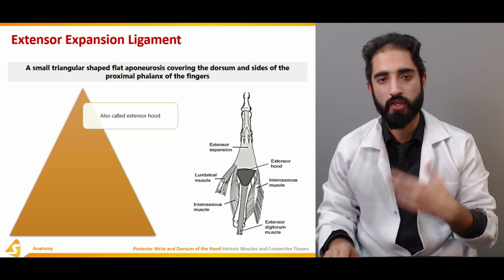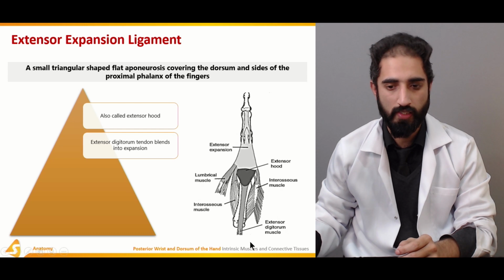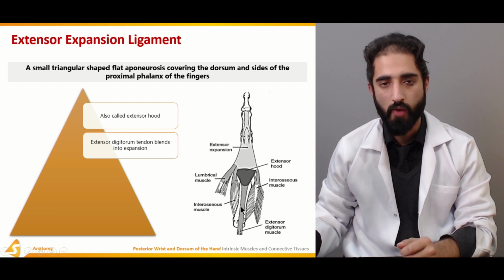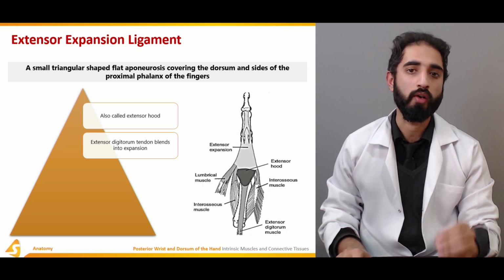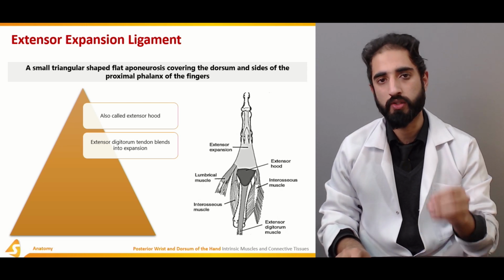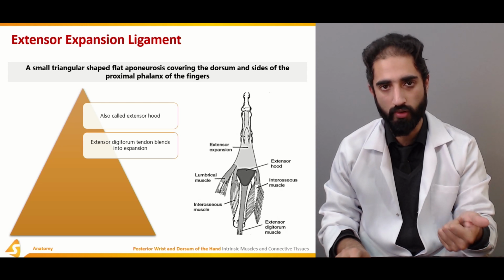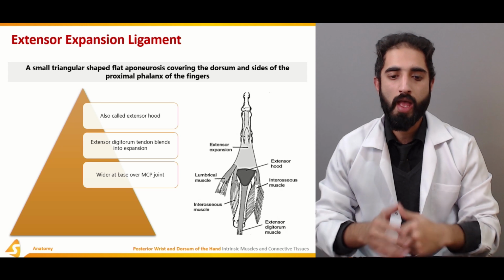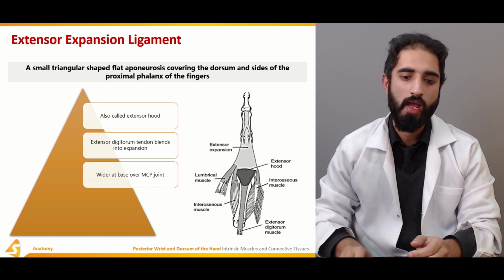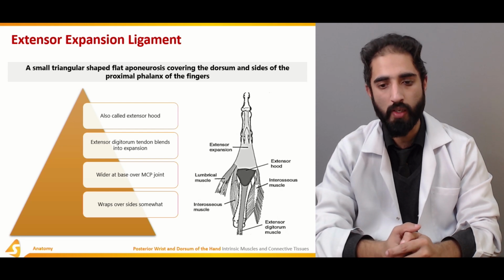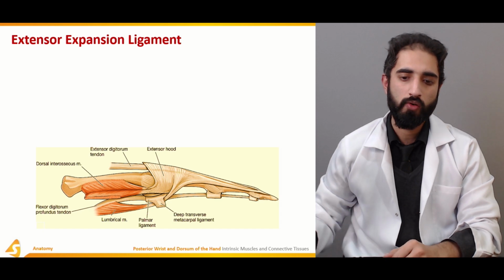So, as already mentioned, it is also called the extensor hood, and the extensor digitorum tendon blends into the extensor expansion, as you can see here. It is an extrinsic muscle acting as the extensor at all three joints of the first, second, third, and fourth finger, not the thumb, but the fingers. And it is wider at its base over the metacarpophalangeal joint and wraps over the sides somewhat and then narrows down distally. Here you can see this as well.